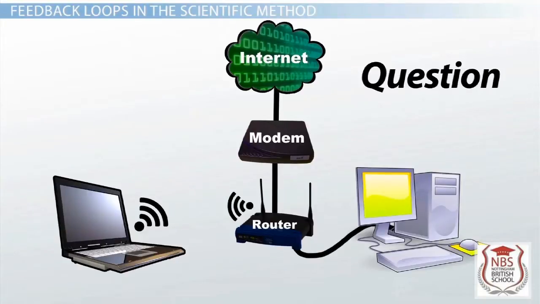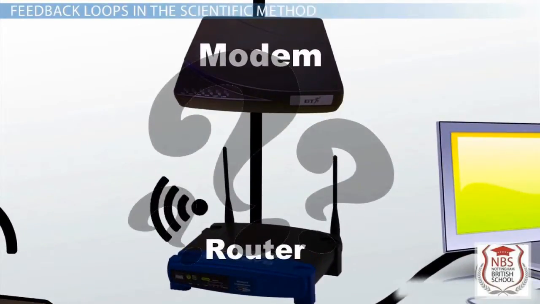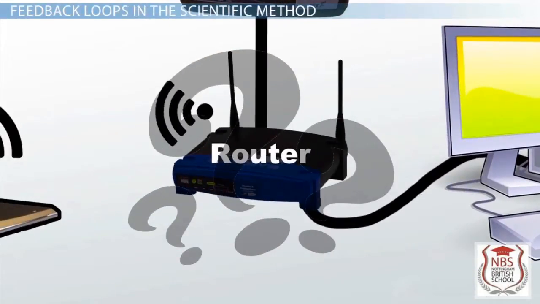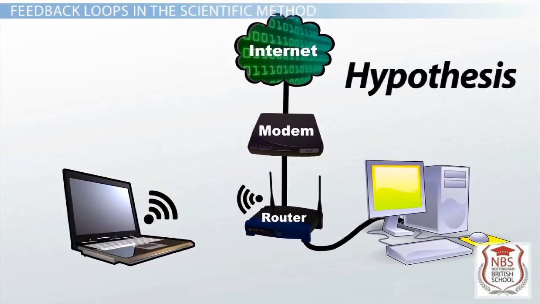So I had to pose another question. Where exactly was the problem occurring in the chain of internet devices? Was it the cord between the modem and the router, the cord between the router and my computer, or was it the problem in the router itself?